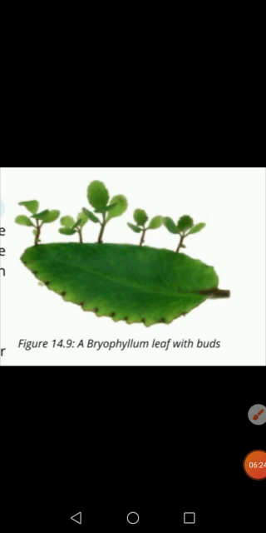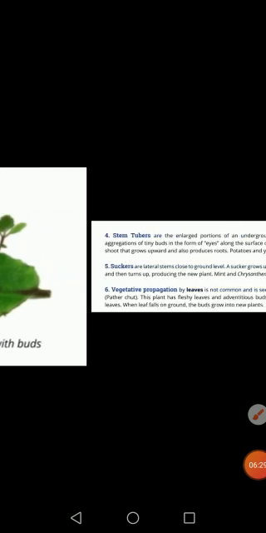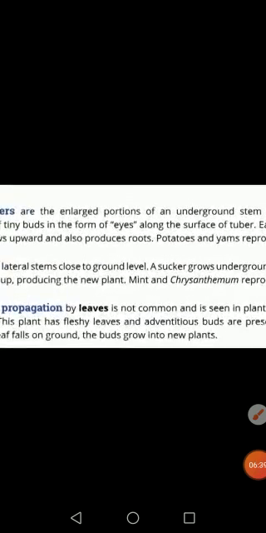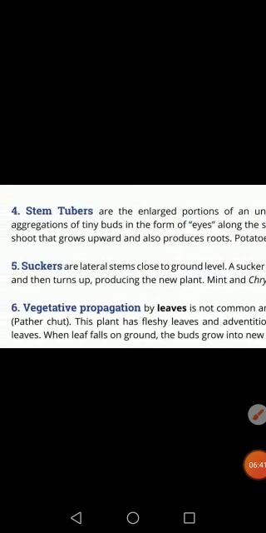So these are the different methods of natural vegetative propagation. Okay, learn these methods. This is also an important question. Different ways are asked separately. For example, what is corm, what are bulbs, what are suckers.